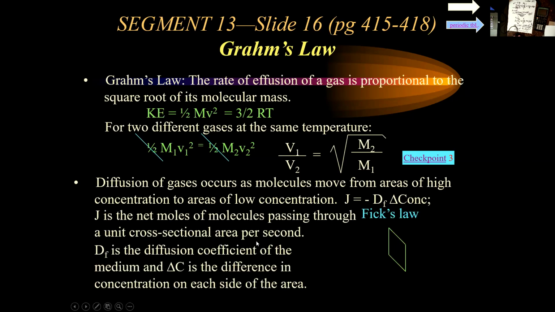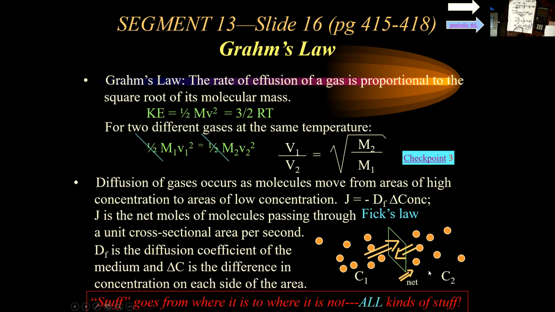And here's an illustration of how it works. If I've got my little imagined window here, and I've got molecules at some concentration here, and molecules showing a lower concentration over here, then I'm going to get flow in each direction, but the flow from the high to the low is greater than from low to high, and the difference is just proportional to this concentration difference. So the net flow is going to be from high concentration to low concentration.